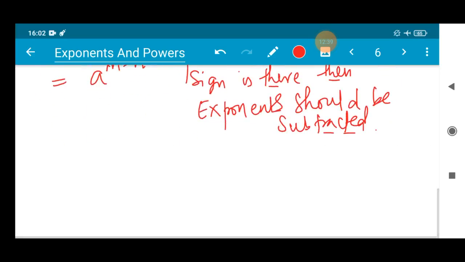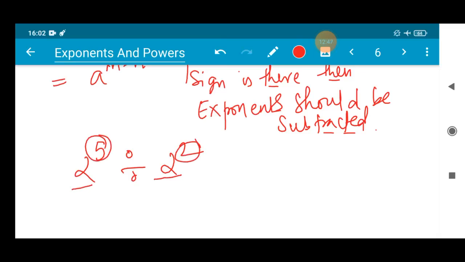Okay, suppose for example you have 2 to the power 5 divided by 2 to the power 2. You have the same base, no matter whatever the exponent, and there is a division sign also, then we will go for rule number 2. That means 5 minus 2 should be done. The value will be 2 cube, which is 8.